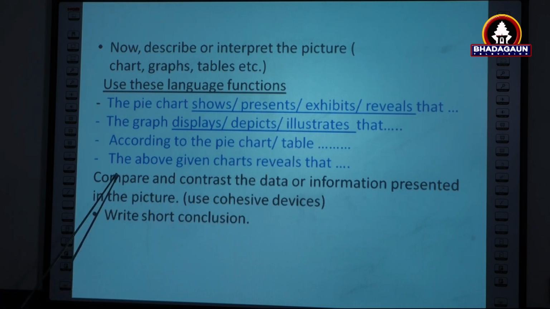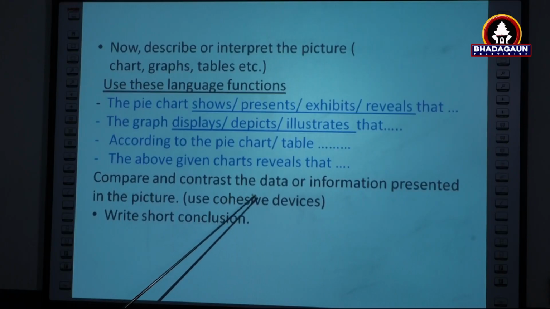So finally our duty is to compare and contrast the data or information presented in the picture. When you compare and contrast the data or information presented in the para-orthographic text, you use these language structures as well as some cohesive devices. To make this paragraph coherent, you have to use cohesive devices to link the previous idea to the later one.